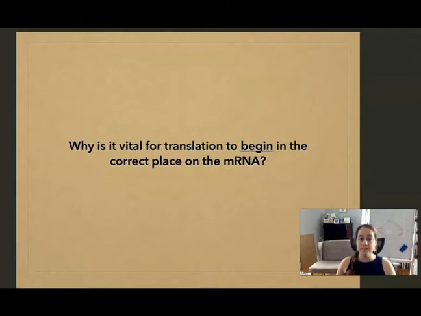All right. So why is it vital for translation to begin in the correct place on the mRNA? So take a moment and think about that.